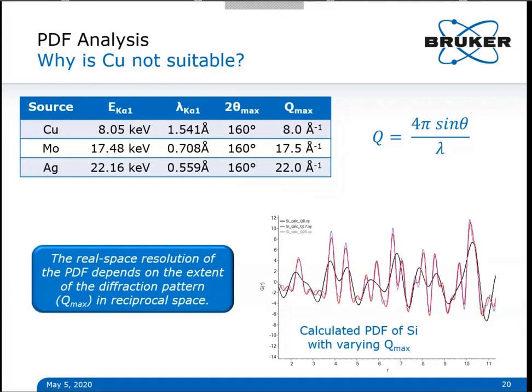The difference between a Qmax of 17 and 20, what you would get with a silver source, is much smaller, which is why we say for PDF analysis, either a molybdenum or silver source is suitable, while unfortunately copper is not.